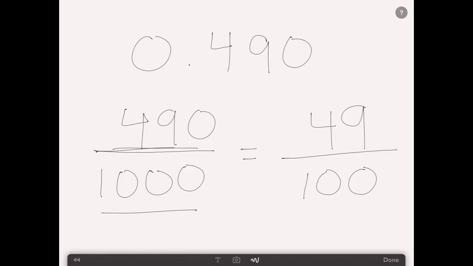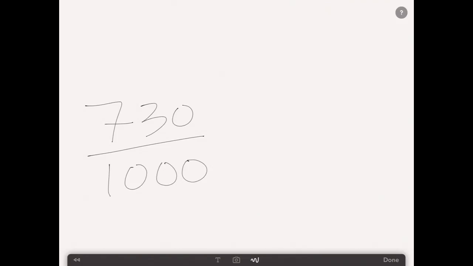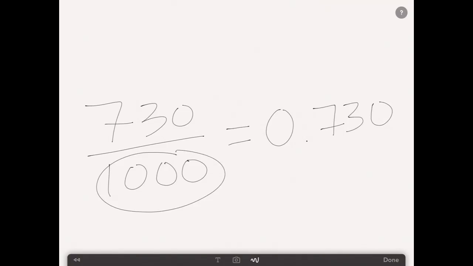Now, what would you do if you had a fraction first? Okay, let's just take a look at that. 730 over 1,000. So 730 thousandths. Well, you just write that down as a decimal. So it's not a whole yet, so there's 0 wholes, and then there would be 730 thousandths. So this denominator right here shows you that you have to have at least a digit up to the thousandths and no more than that.